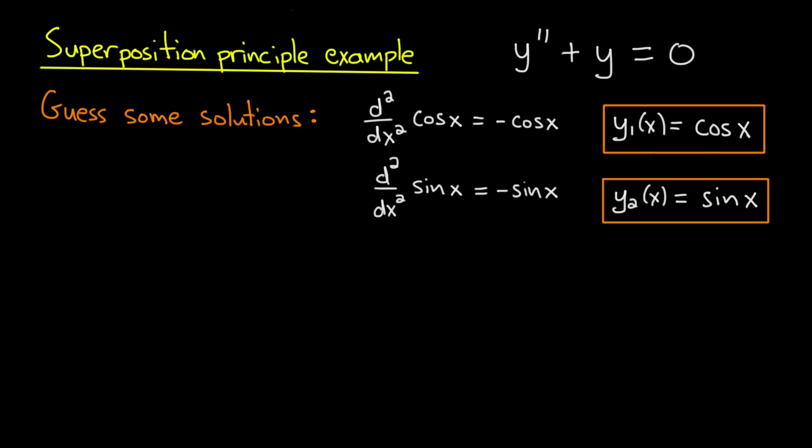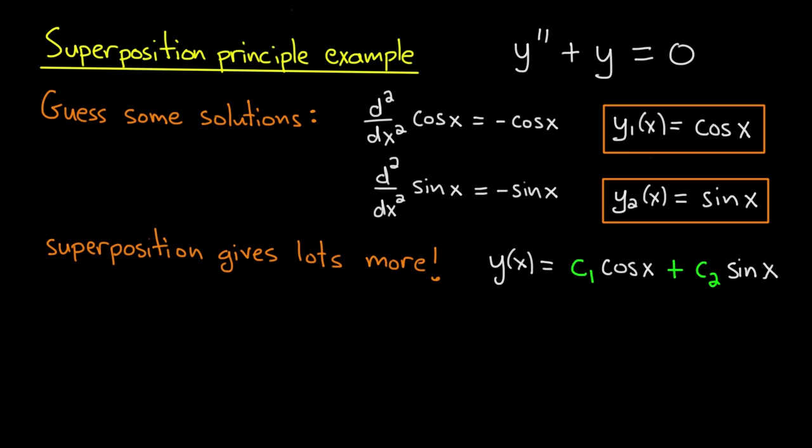Now, this equation is linear and homogeneous. So in fact, we can use the principle of superposition to generate a lot more solutions. In fact, any linear combination of these two solutions, cosine and sine, gives a new solution. So y of x equals c1 cosine x plus c2 sine x, where c1 and c2 are any constants. That's automatically a new solution of this equation. So for instance, I could take 3 times cosine x minus 9 times sine x, and I get a new solution. So we get lots of solutions starting with these two guesses and using the superposition principle.